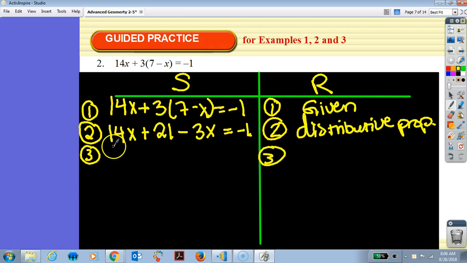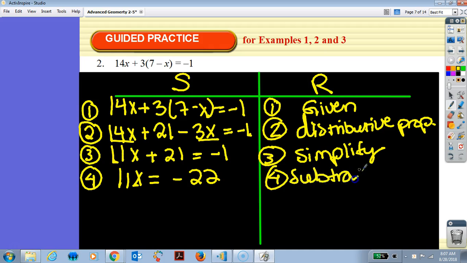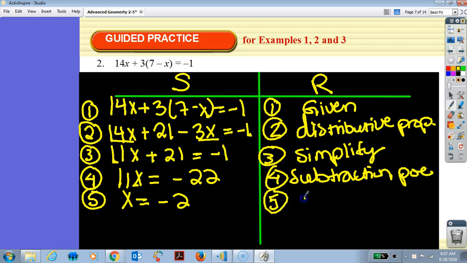Now I would combine like terms. 11x plus 21 equals negative 1. I combined this and this, and they're on the same side, so it's just simplify. Now I would subtract 21 from both sides. 11x equals negative 22, and that's the subtraction property of equality. Now I have to divide by 11 on both sides. And that is the division property of equality.